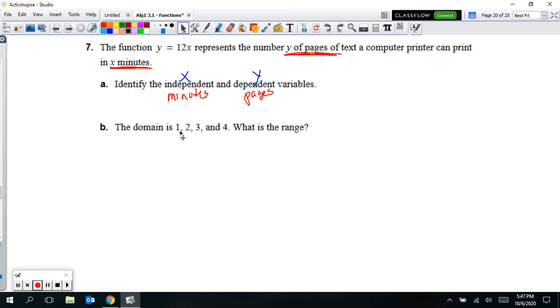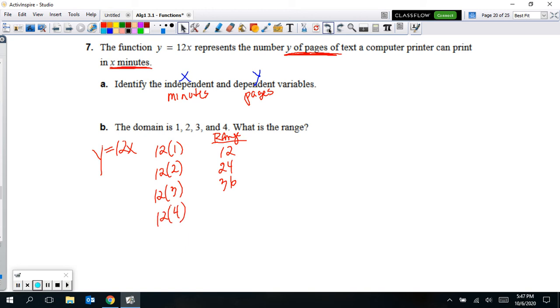Okay, B says the domain is these numbers here, what's the range? So that's what we're going to do now. We're going to use this equation, y equals 12x, and plug in these numbers for x. These are the domain numbers, all the possible inputs, so we put those in and then find the range. The first one is 1, so we plug in 12 times 1. We just said that's 12. And 12 times 2, we did that one too, that's 24. 12 times 3 gives us 36. And then 12 times 4 will give us 48. So our range is the 4 numbers right here: 12, 24, 36, and 48.